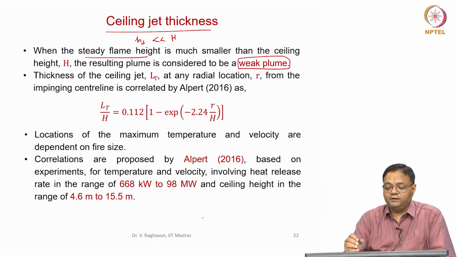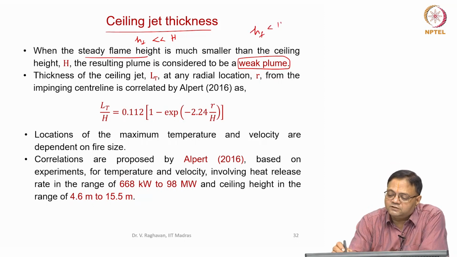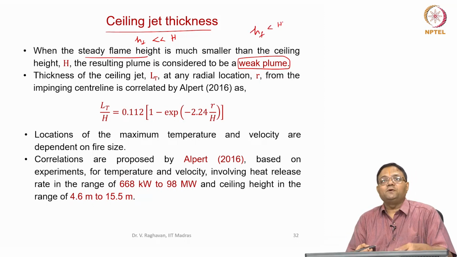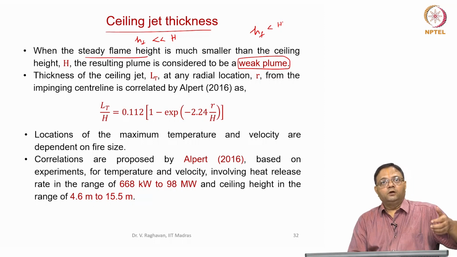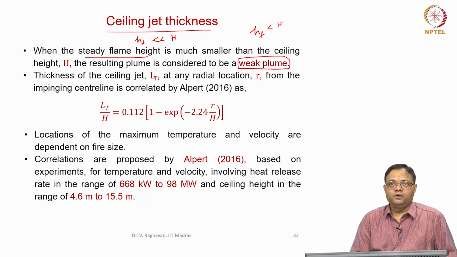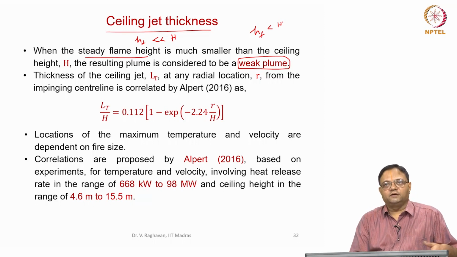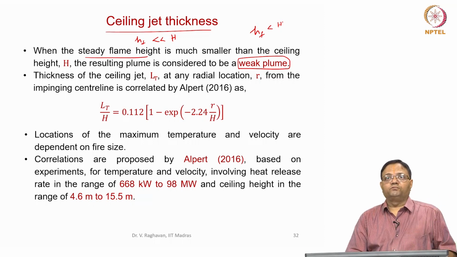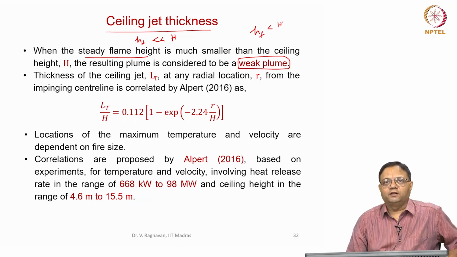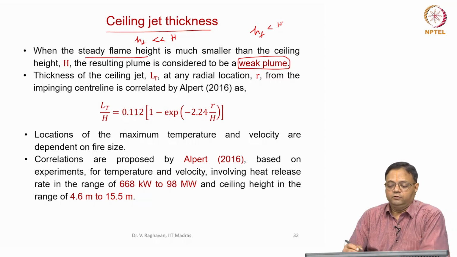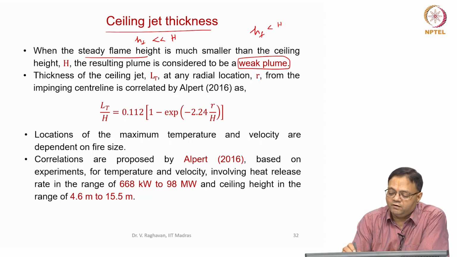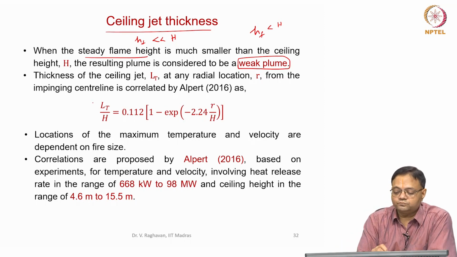But if HF is only less than H, not much less than H, then what happens? Then the plume becomes stronger and stronger. In some cases, HF can be say half of H. The more HF, the more Q dot, and the more the strength of the plume will be. As the plume strength increases, the ceiling jet also will be stronger. So let us first consider an example where a weak plume is there.